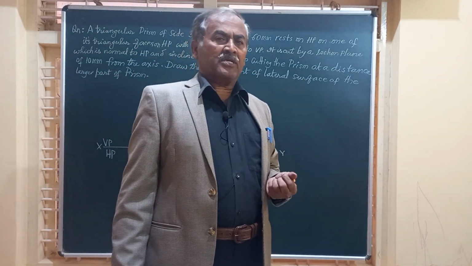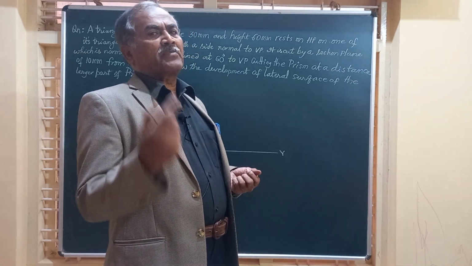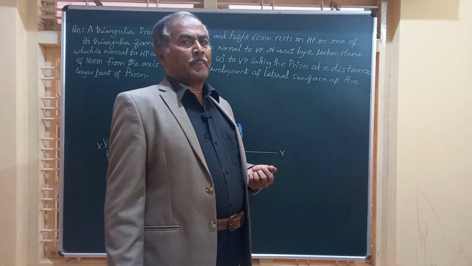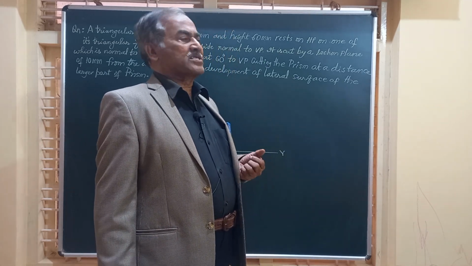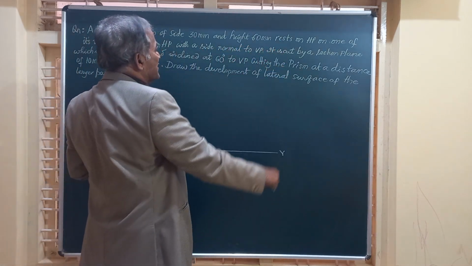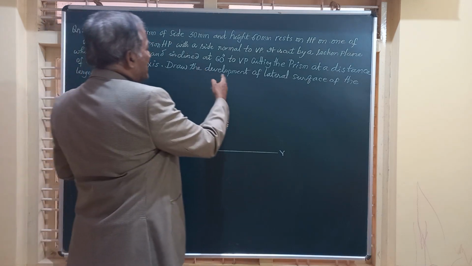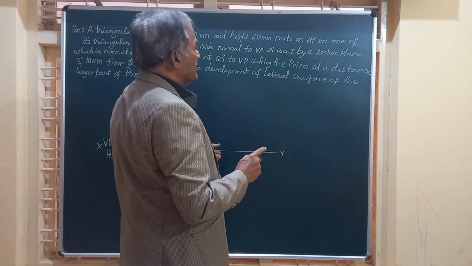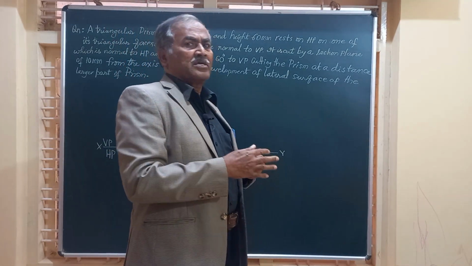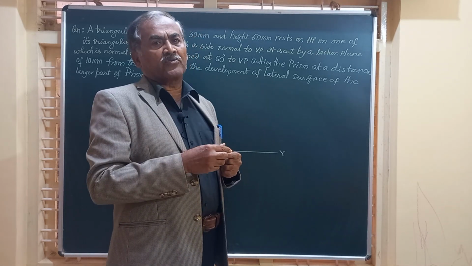Myself Dr. M.H. Annaya, and in today's video on the development of lateral surface of a triangular prism, the question reads like this. A triangular prism of side 30 mm and height 60 rests on HP on one of its triangular faces with a side normal to VP. So let us first of all see how the object is resting. It is resting on HP with one of the short edges normal to VP.